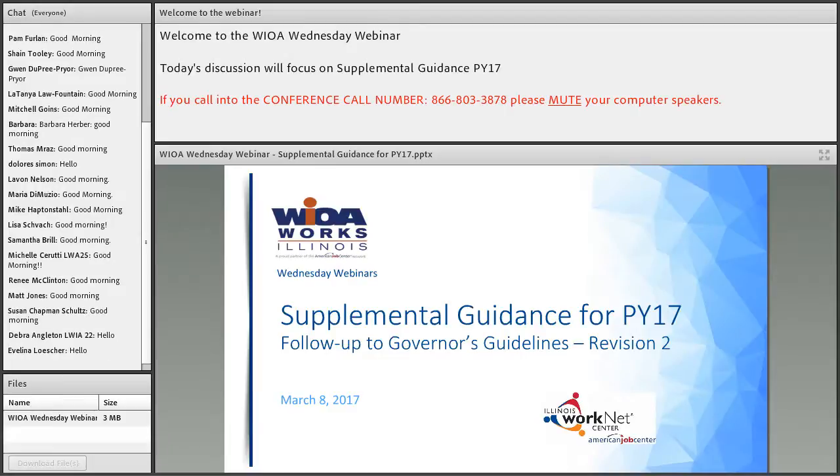But the WIOA Interagency Work Group is providing supplemental guidance to the Governor's Guidelines Revision 2. And the supplemental guidance is just confirming Illinois' approach to certain parts of the guidance as it waits for federal clarification during the program year that starts July 1.